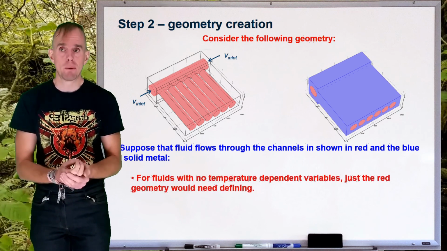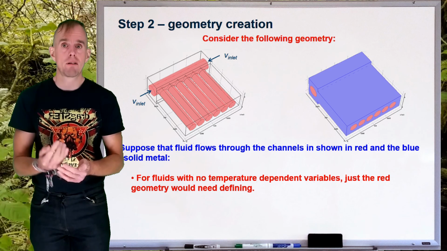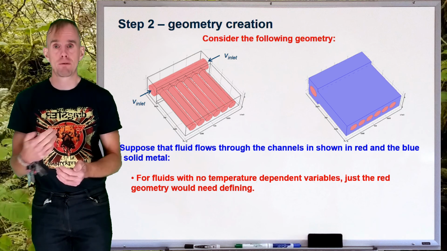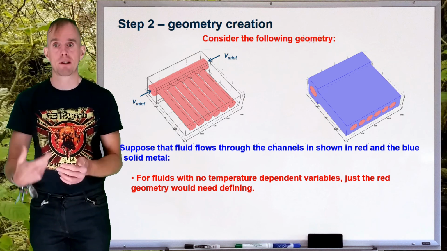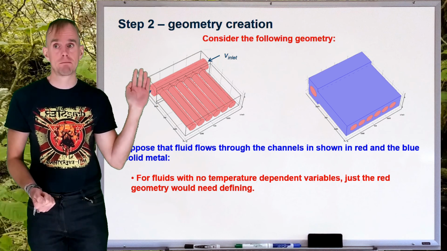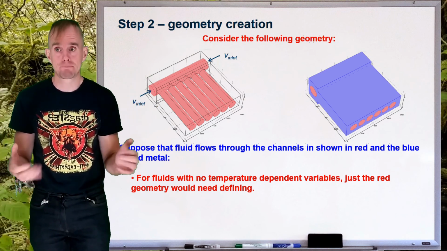So if we had a fluid with a material that didn't have any temperature dependent material properties, so for example viscosity was not a function of temperature, then all we'd need to do is to define the red geometry. We just care about the fluid flow.